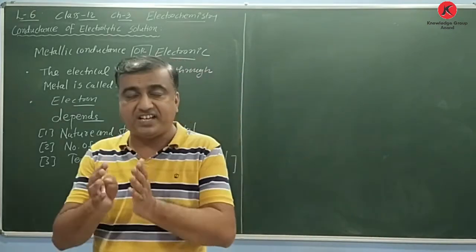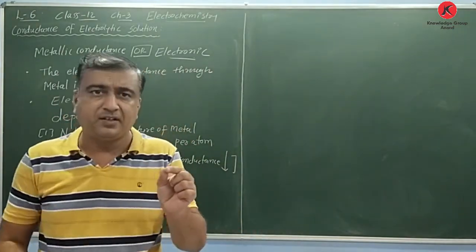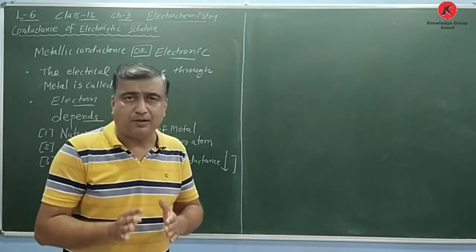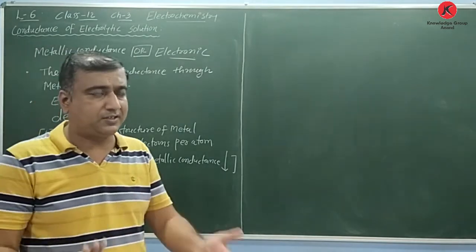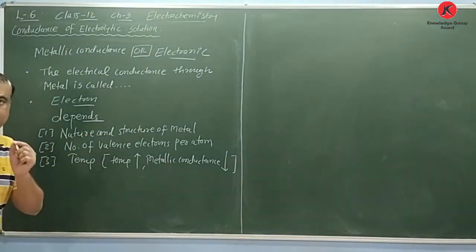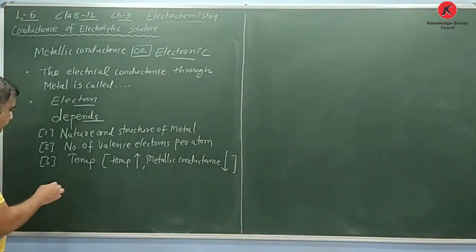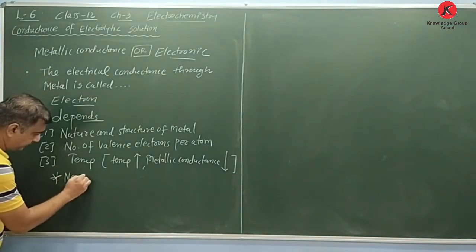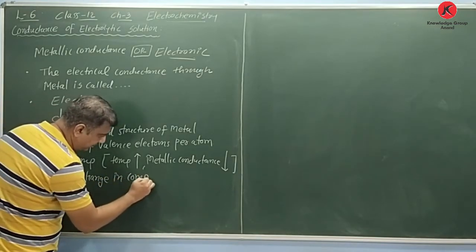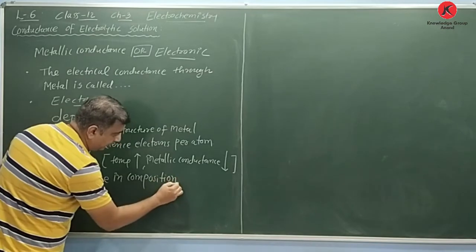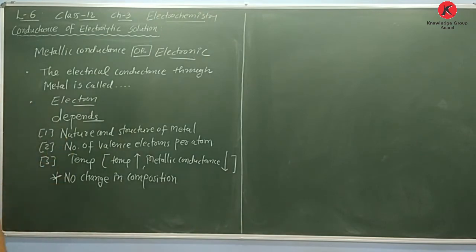There is no change in the composition of metal. Metal remains as it is. Only slightly the temperature of the metal increases. That means composition wise, structure wise, there is no change. To remember, when electrical conductance takes place through metal, no change in composition of metal takes place. So this is the first, metallic conductance.